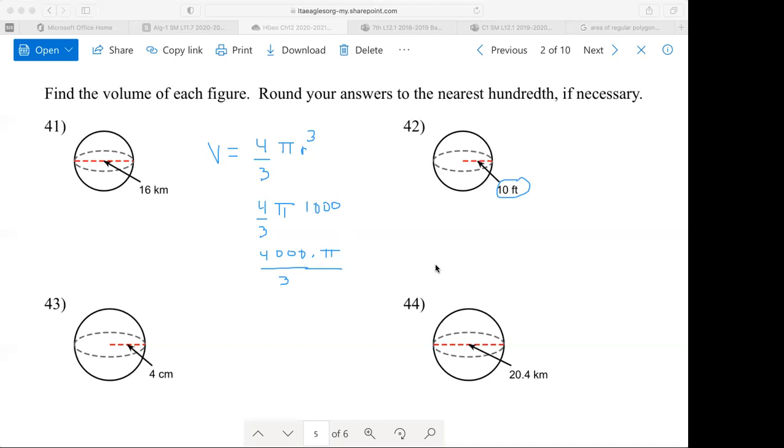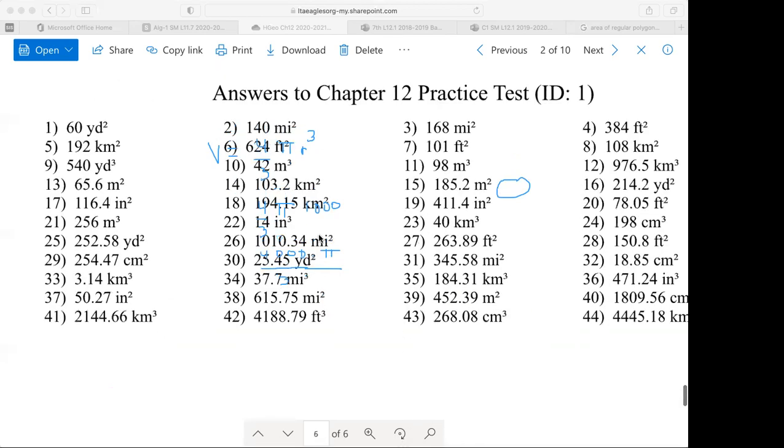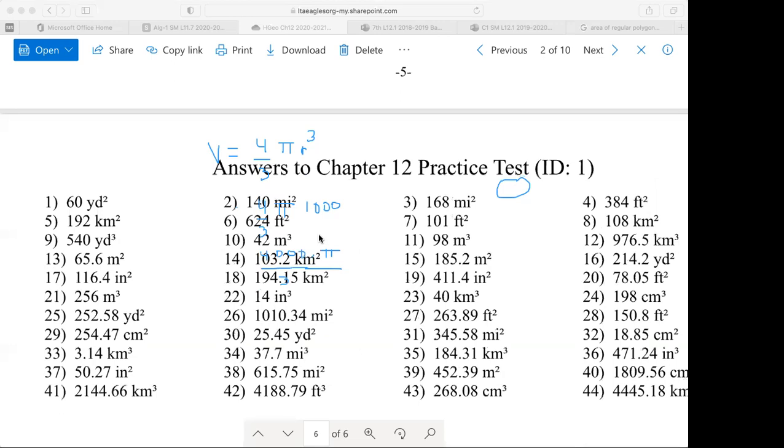By the way, what's the answer? 4,186.66. And if that was a multiple choice test, like I said, if there were 2 answers close to 4,000, then I would have to do the work. But if there was only one, then you can save yourself a little bit of time. All right.